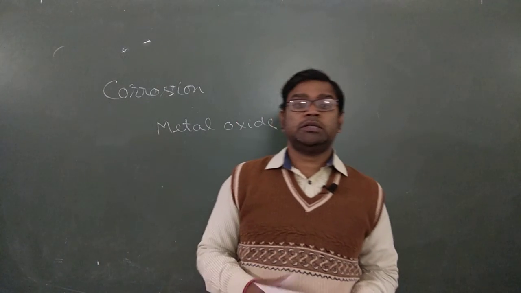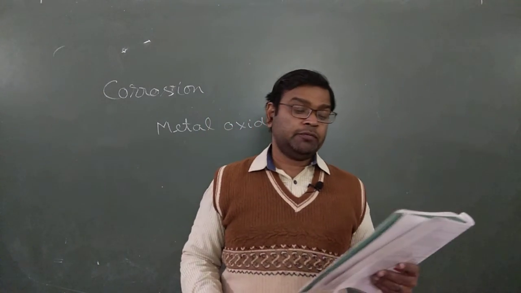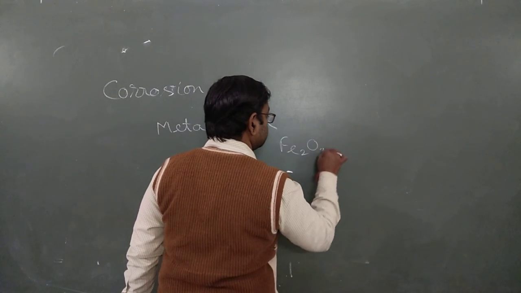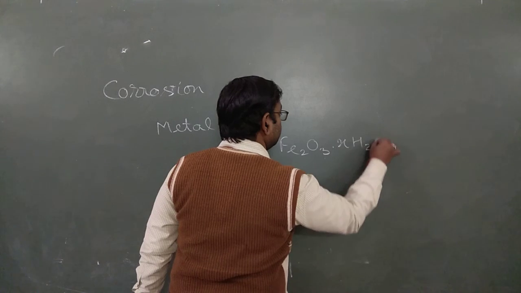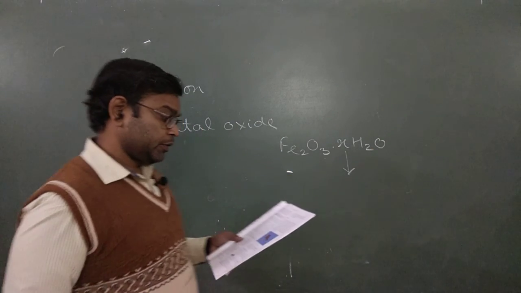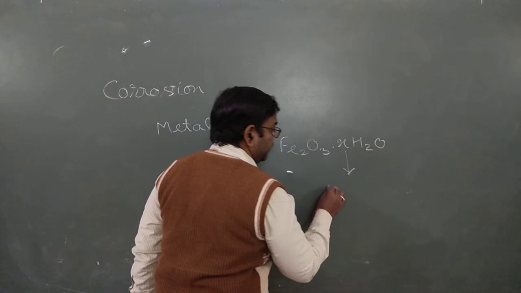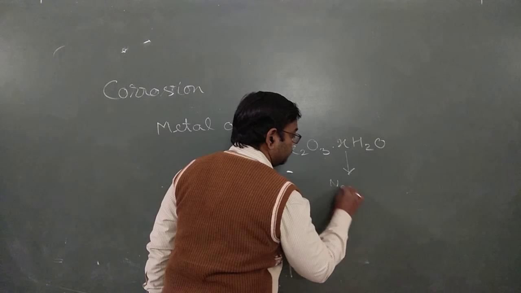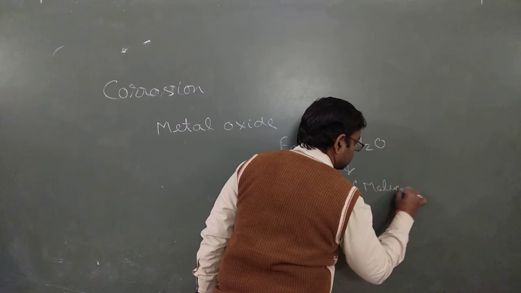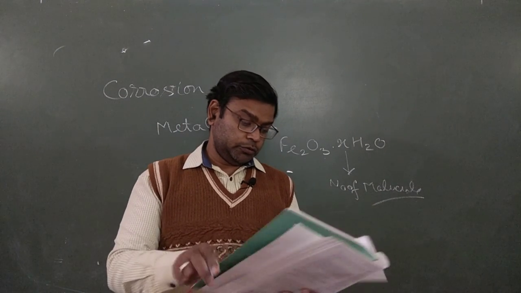Now rusting means corrosion of iron is known as rust, and the formula of rust is Fe2O3.xH2O. This x is known as the hydrate number of H2O molecules. It is uncertain, so that's why we have written x. It is not defined. It is the number of water molecules.